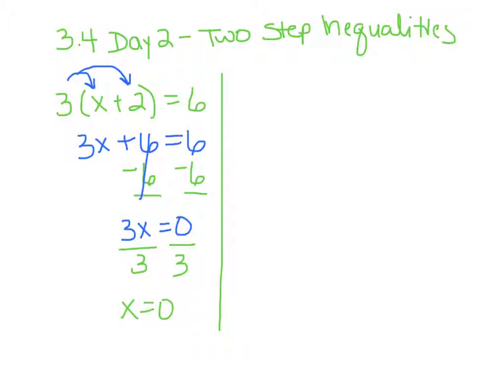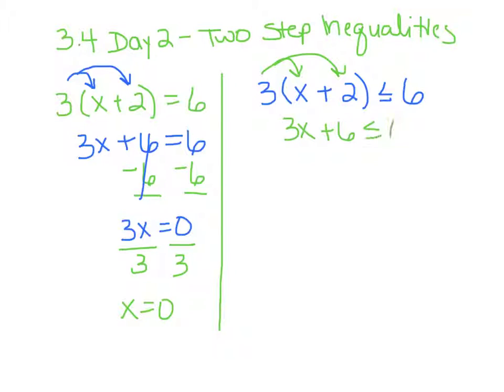Alright, so let's look at a similar problem just with an inequality. So we'll do 3 times x plus 2 is less than or equal to 6. So the same steps as solving an equation. First, we're going to distribute the 3. 3x plus 6 is less than or equal to 6. Minus 6, minus 6. 3x is less than or equal to 0. Divide by 3, x is less than or equal to 0.